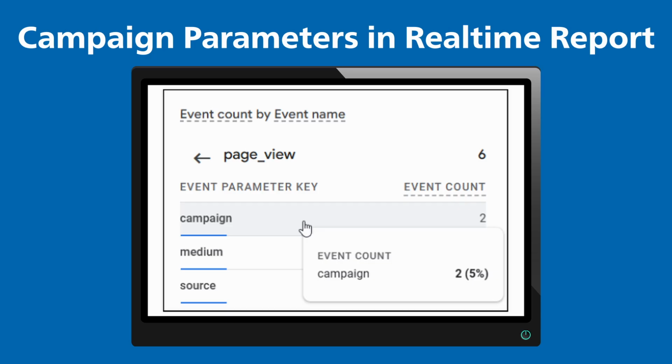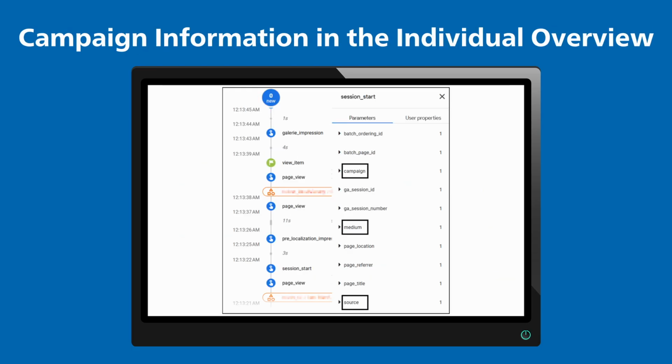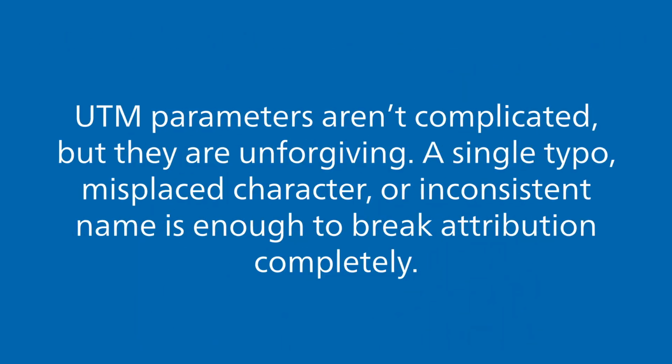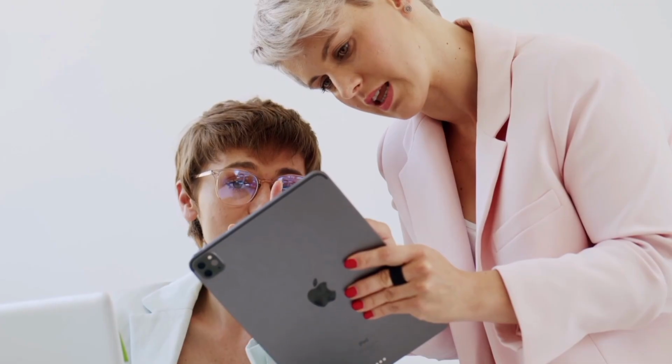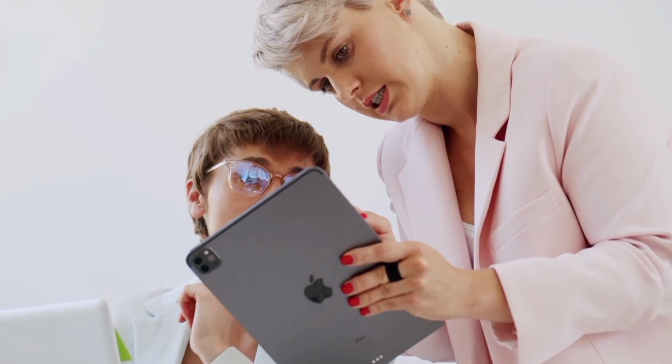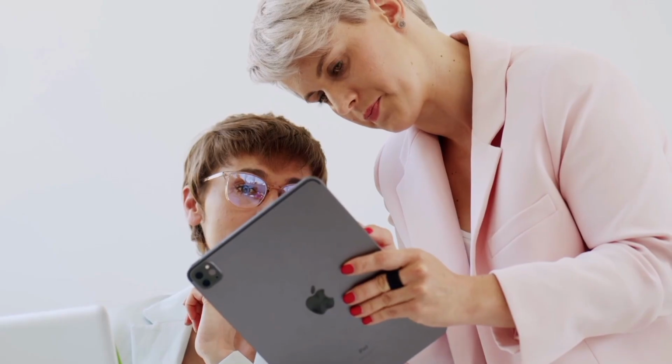Finally, confirm that everything reaches GA4. You can do this in the real-time report by inspecting the page_view event and checking the campaign, source, and medium values. You can also inspect the individual user session to verify that the parameters were captured correctly on the first hit. This step is tedious, but skipping it can cost you an entire campaign's worth of data. UTM parameters aren't complicated, but they are unforgiving. A single typo, misplaced character, or inconsistent name is enough to break attribution completely. If you take one thing away from this video, let it be this: UTMs are your insurance policy for campaign measurement in GA4. Use them deliberately, name them consistently, and always test before you launch.